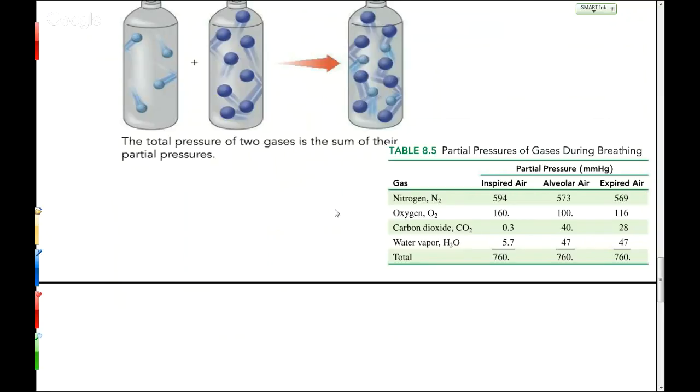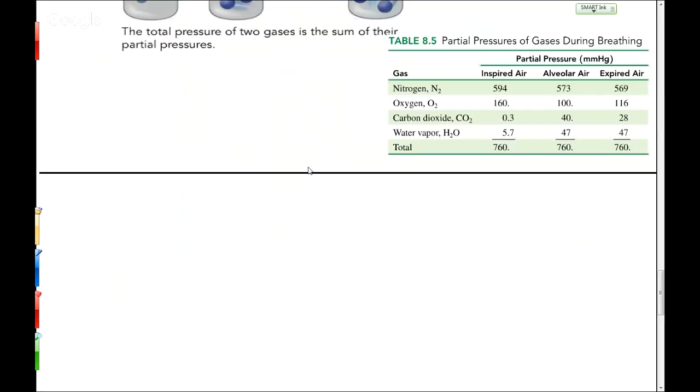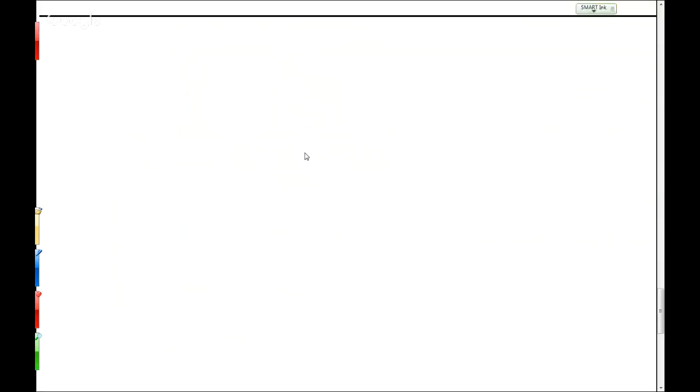Okay. The last thing I want to talk about is not with gases actually, but it is something that's in the homework. Energy and chemical reactions.